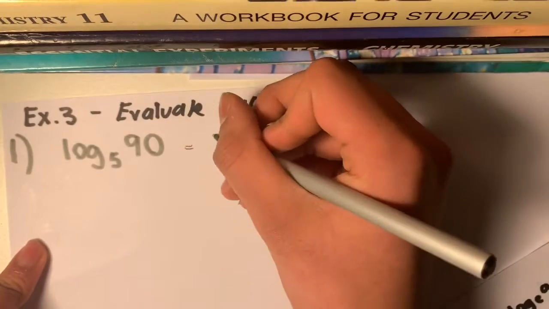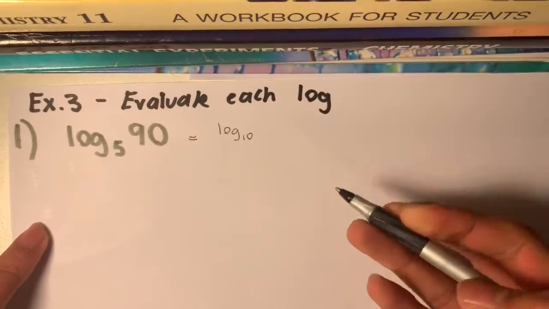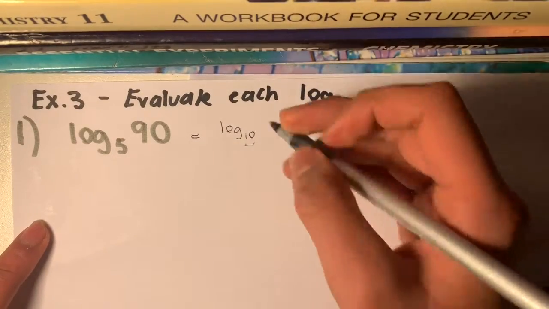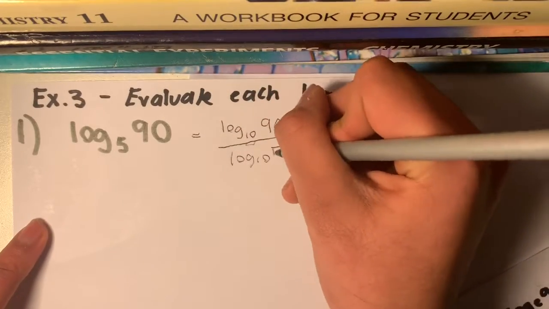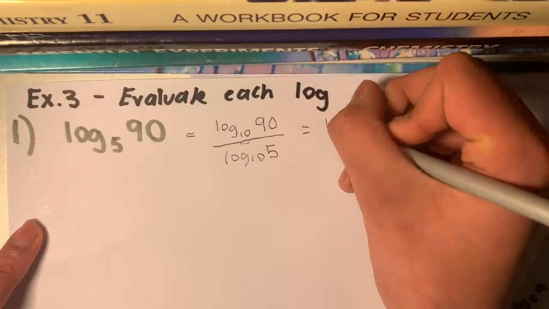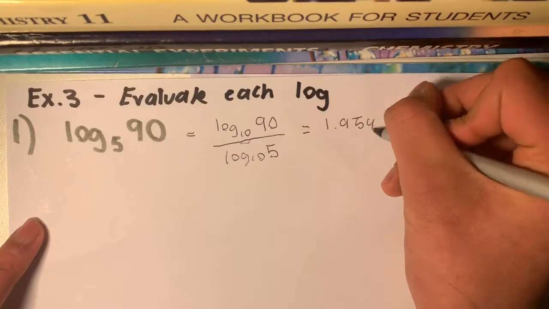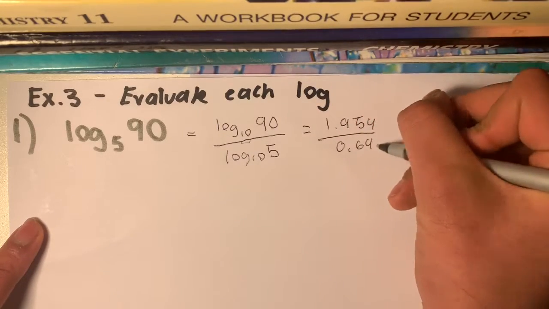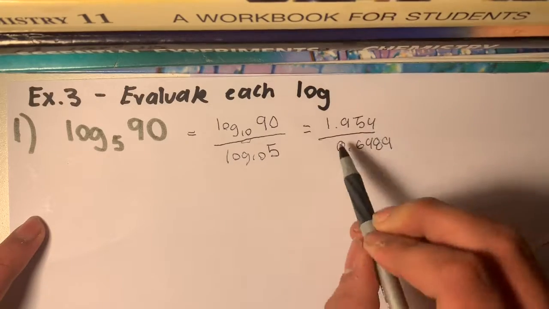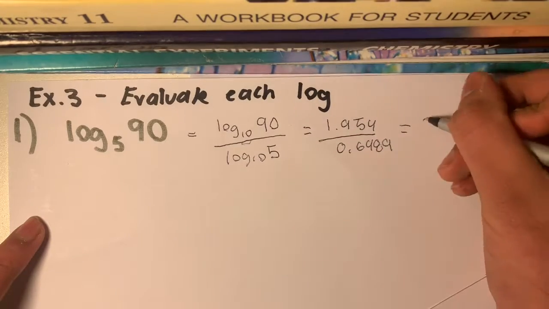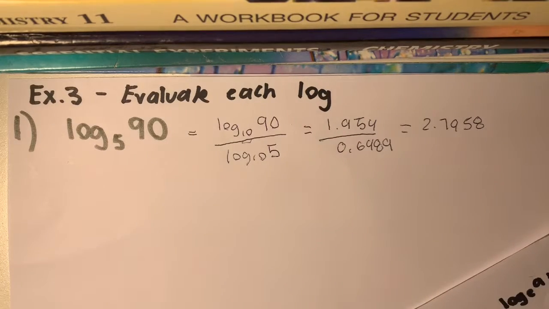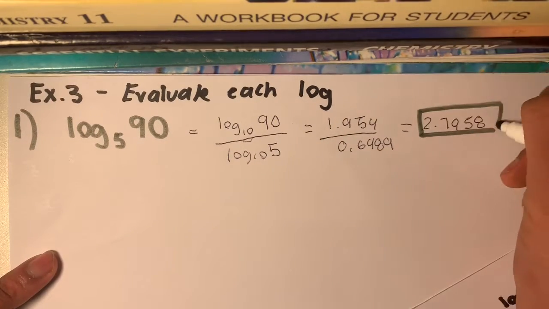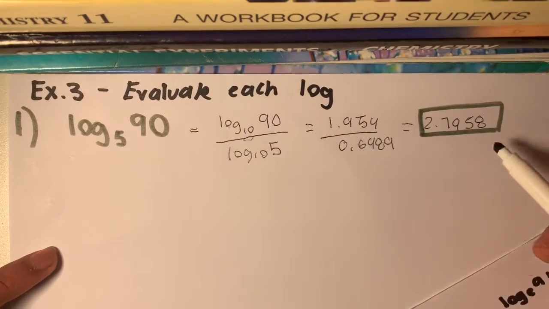It has to be changed to base 10, because on a calculator it's always log base 10. So it's going to be log base 10 of 90 divided by log base 10 of 5. I'm going to divide that, and I get 1.954 divided by 0.6989. Then I divide this number, and I end off with 2.7958 as my ending number. This is the answer when you evaluate log base 5 of 90. The answer is 2.7958.